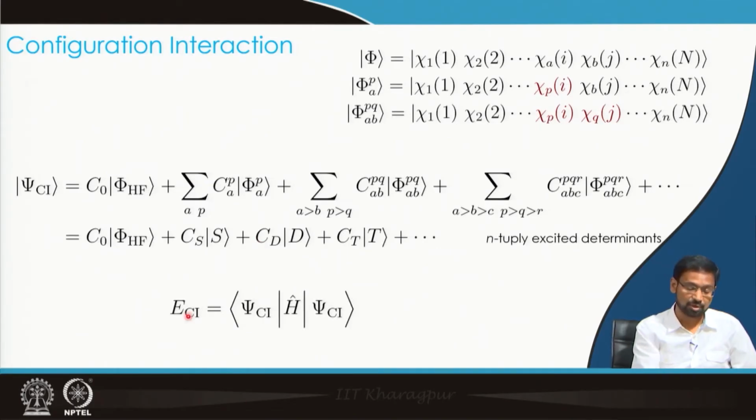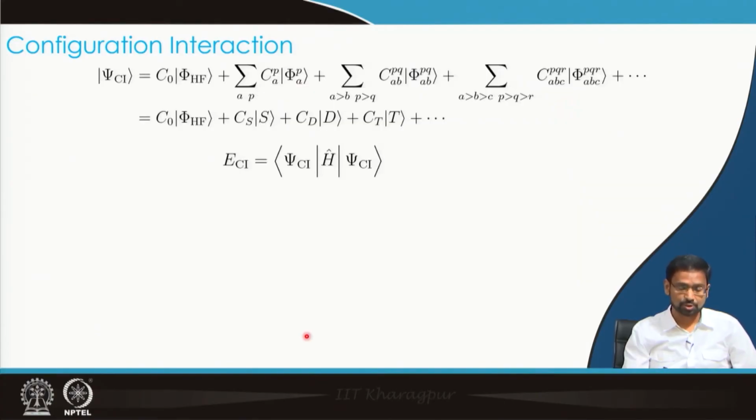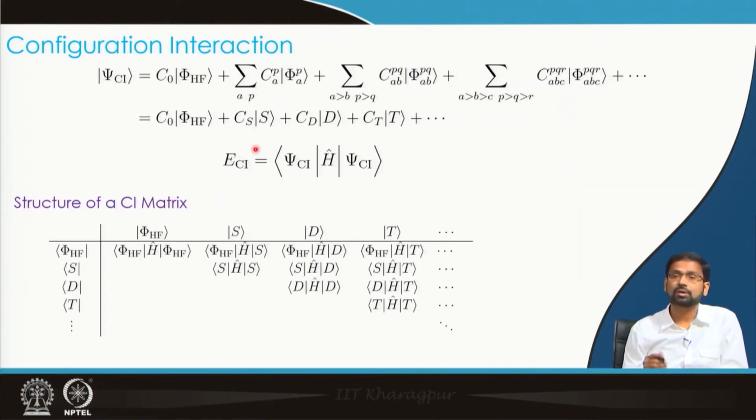So the idea is that we will evaluate this energy of the CI formalism by calculating this expectation value and essentially solving the set of secular equations. So to do this, we would construct this so-called CI matrix. So this is again a general formulation.